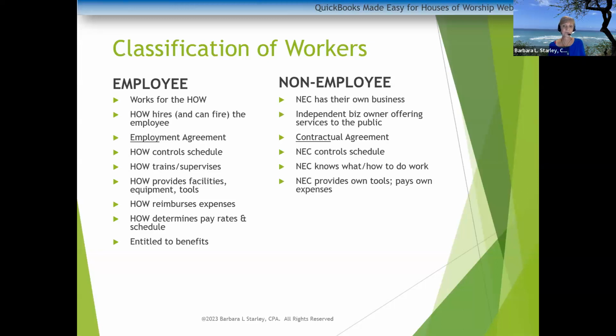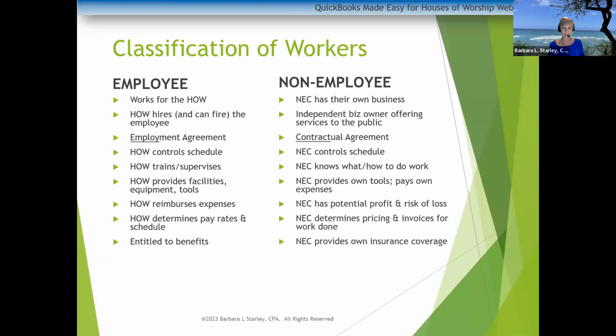A non-employee provides their own tools. They pay their own expenses. They have the potential to make a profit, or they have the risk of making a loss. They determine their own pricing and they invoice for the work done. Contrast that to the house of worship determining the pay rate and paying them on a regular schedule, right? So it's important to understand that difference. And the non-employee also generally provides their own benefits, their own insurance coverages, and that's important.